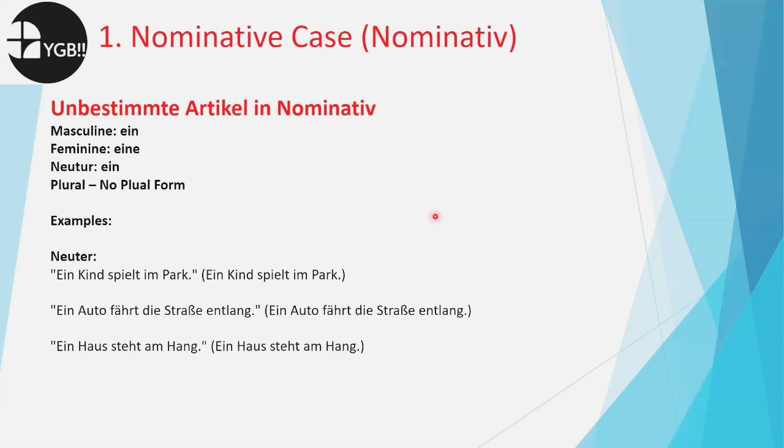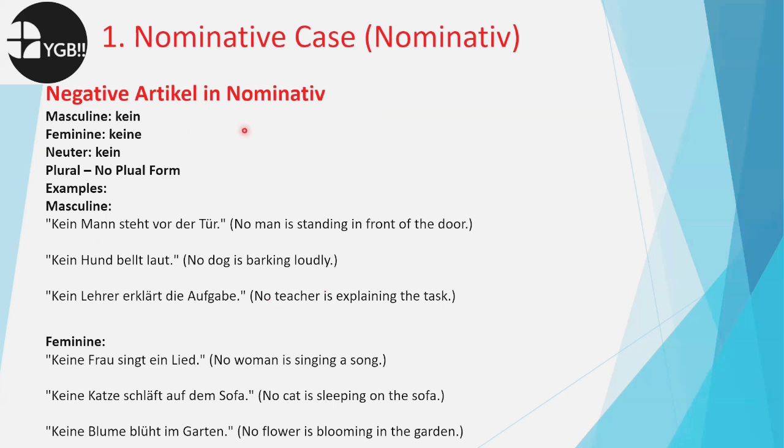Then let us see next. Nominative next, the negative article. As we discussed earlier, kein or keine can be used as a negative, but in the place of a subject. Kein Mann steht vor der Tür. No man is standing in front of the door. Kein Hund bellt laut. No dog is barking loudly. Kein Lehrer erklärt die Aufgabe. No teacher is explaining the task. Aufgabe means task in German.